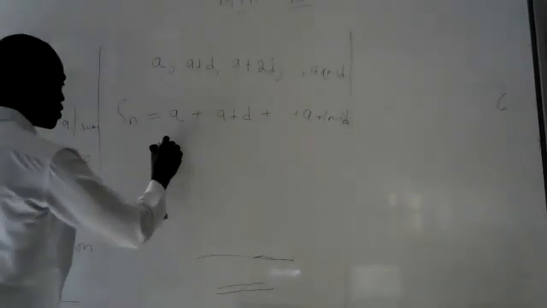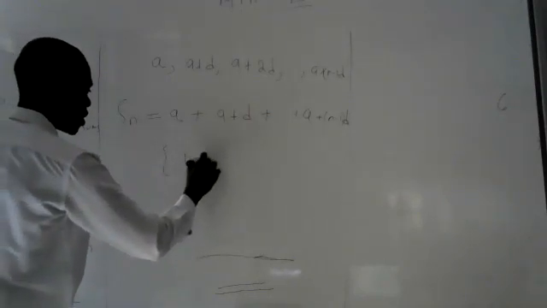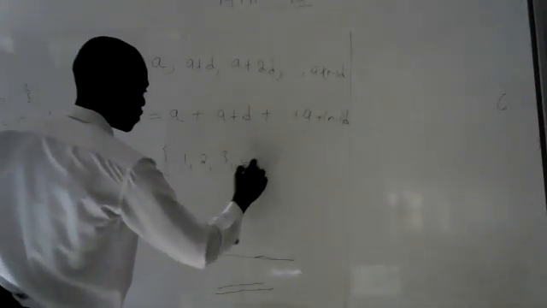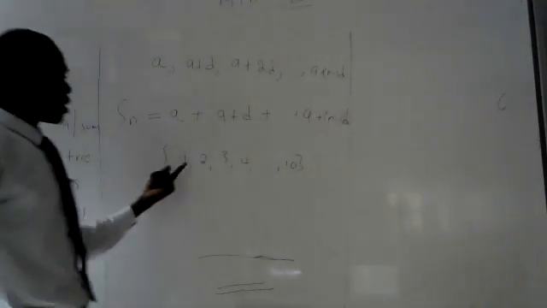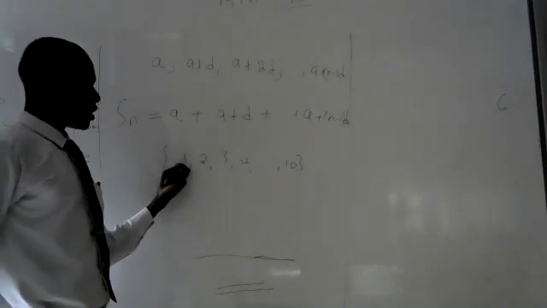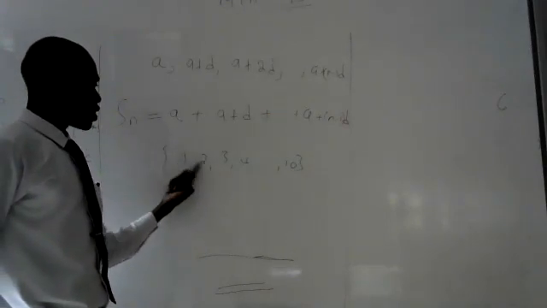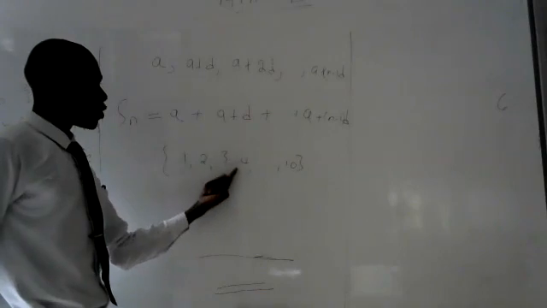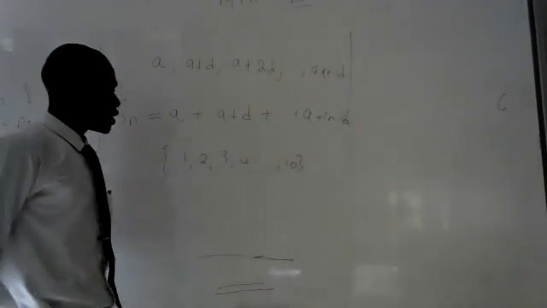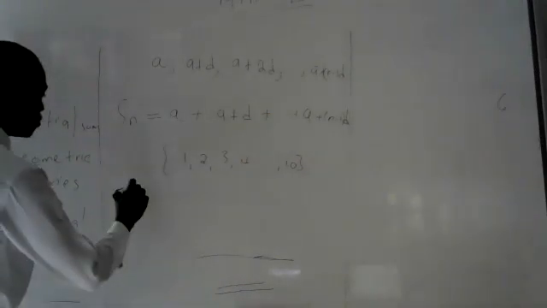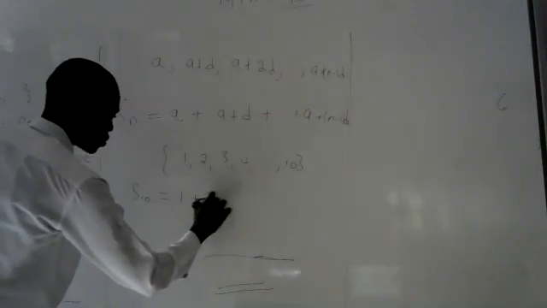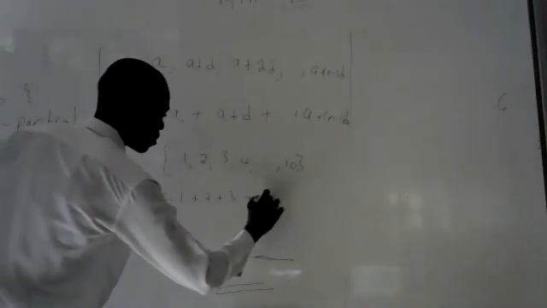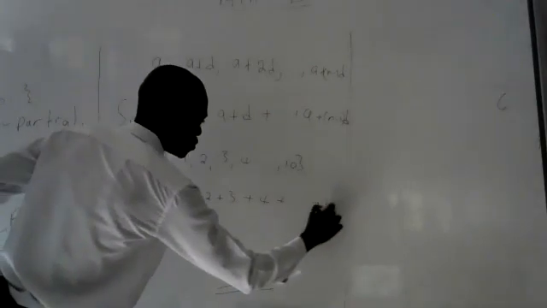So let's say you have a sequence of numbers 1, 2, 3, 4, up to 10. My sequence has the first term as 1 and the common difference of 1. So 1 plus 1 is 2, 2 plus 1 is 3, 3 plus 1 is 4, all the way up to 10. The first 10 positive integers. Now I need to compute the sum of the first 10 terms. I want to compute 1 plus 2 plus 3 plus 4 all the way to 10.